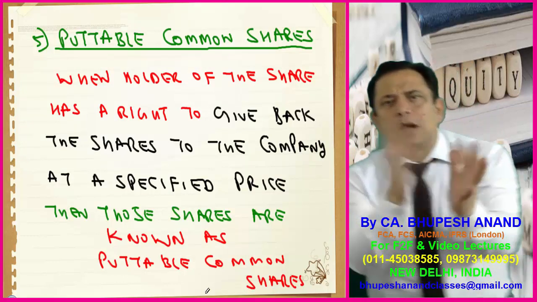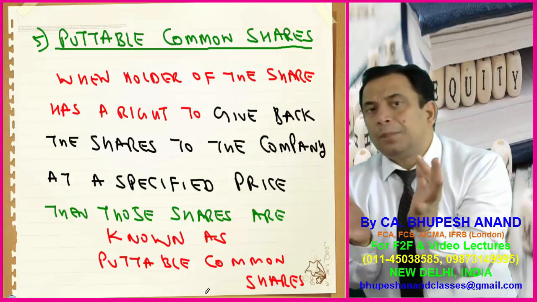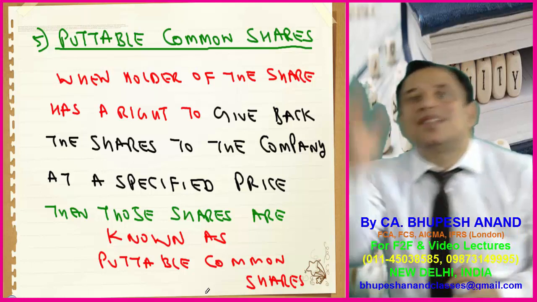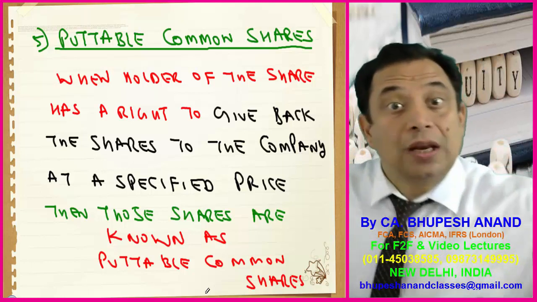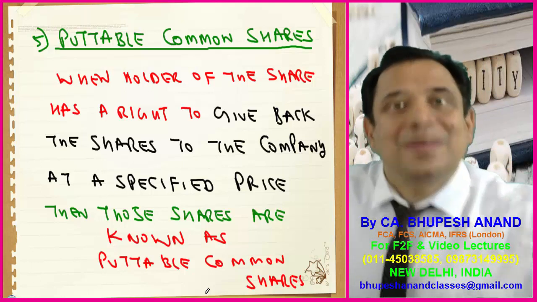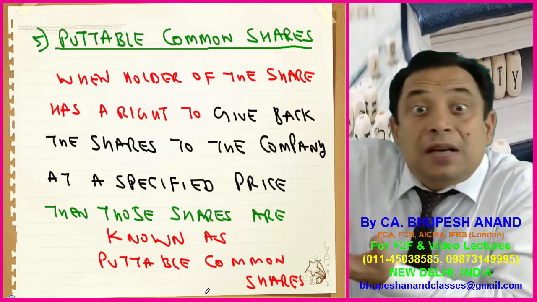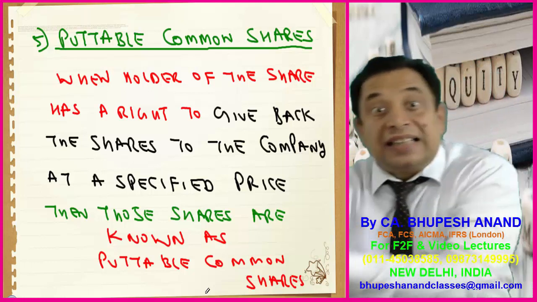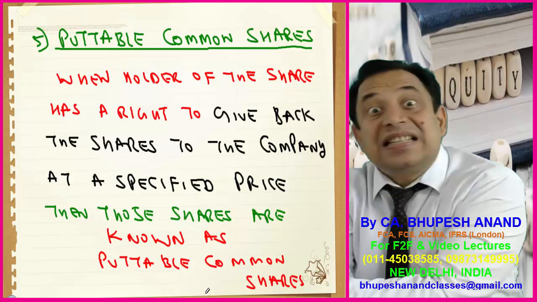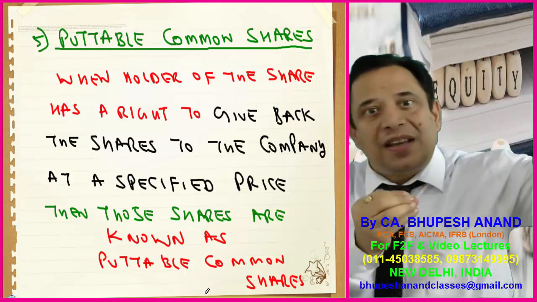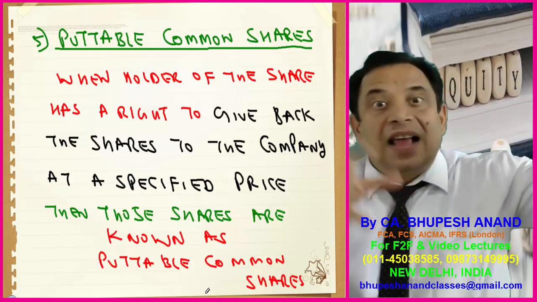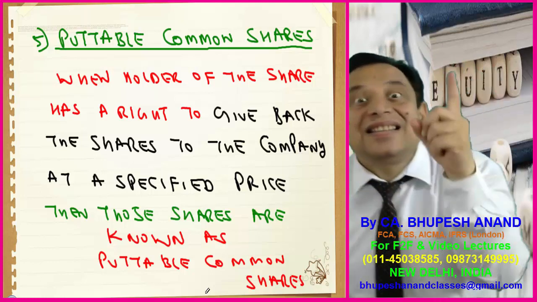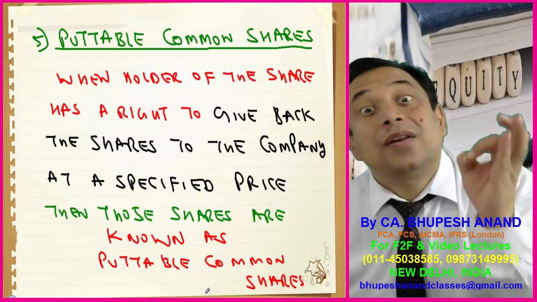It is opposite to callable. When I say put, it means I can sell. It means this right is with the shareholders. In case of callable common stock, the right is with the company. Now, in case of putable common stock, the right is with the investors, with the shareholders, that they can sell these shares to the company at a specified price after a particular specified time interval. That is named as putable common stock.